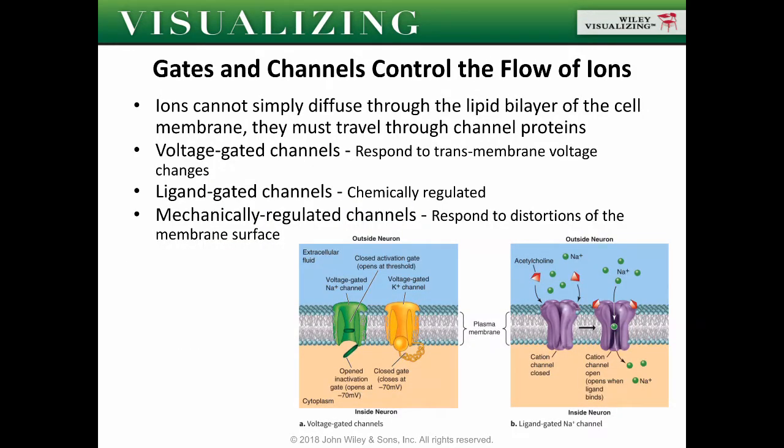Now, the gates and channels control the flow of the ions. So how does the negative 70 become positive 30? Of course, they have gates and channels. There are several types. You have the voltage-gated channels, the ligand-gated channels, and the mechanically regulated channels. The voltage-gated channels respond to transmembrane voltage.